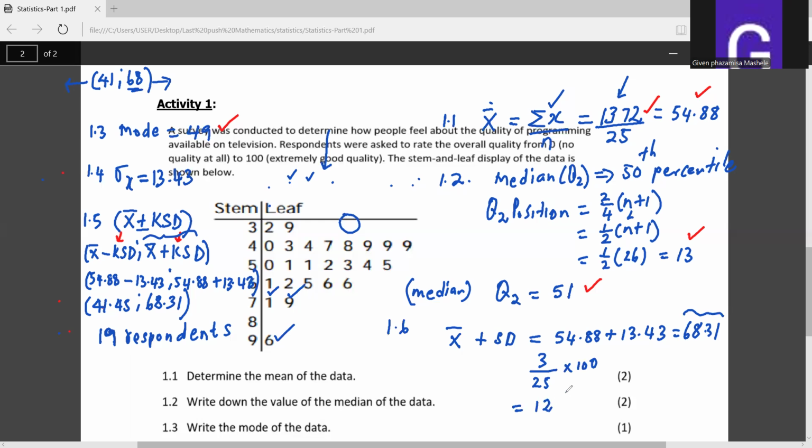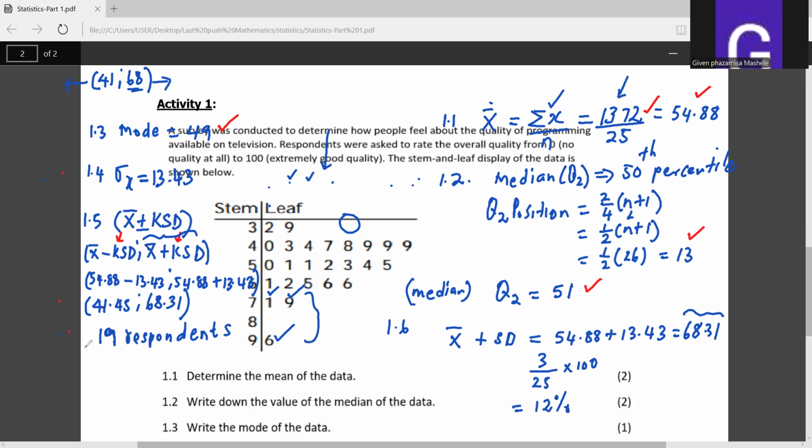If I'm not mistaken, it's only 3 observations that are above one standard deviation, which are above 66. So 3 out of 25 multiplied by 100, that is the answer. I believe you guys are following. All right, without wasting time, let's move on to the next question.